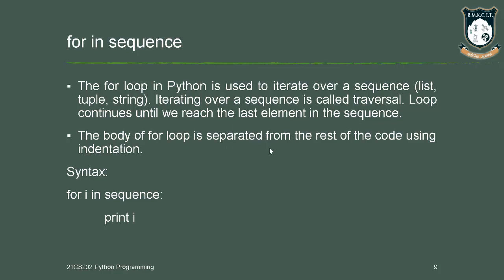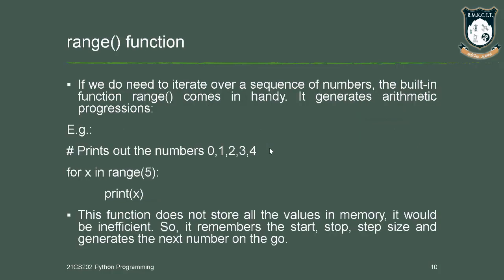So here, apart from the sequence, if you need to work with some values, then you can go for using the range function. This is a built-in function. This range function will generate the arithmetic progressions automatically. The values will not be stored anywhere, but the range function will keep the steps. It will keep the starting value, ending value, and the step which has to be executed. That is the case of the range function.